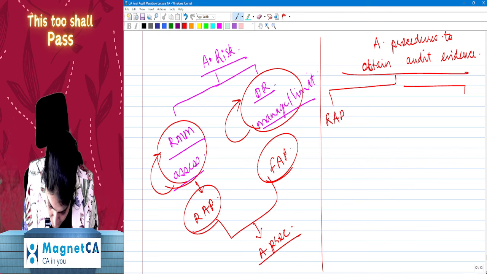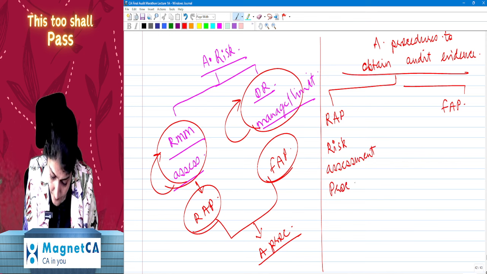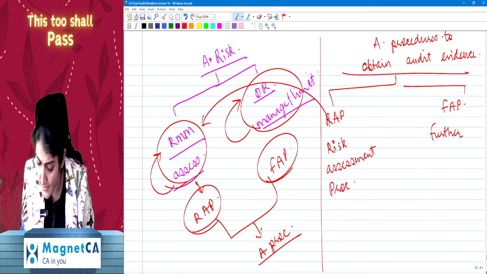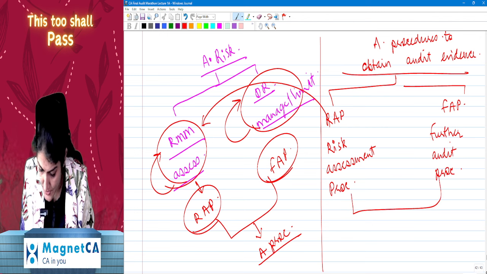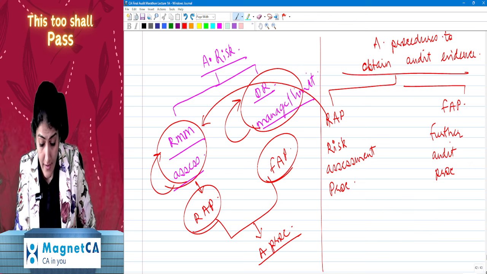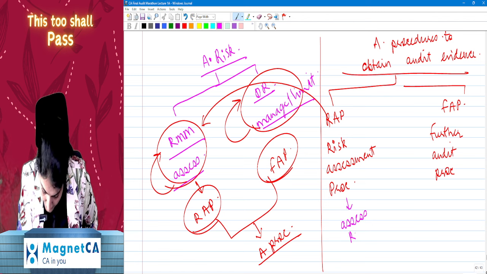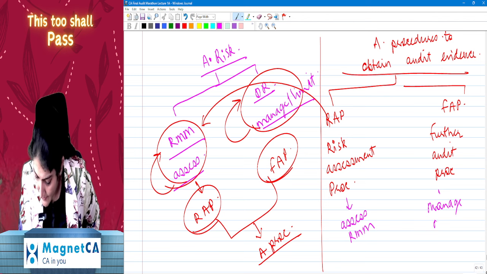Risk assessment procedures and further audit procedures. You have to assess RMM, so for that you perform the risk assessment procedures. And then you have to manage the detection risk, for which you perform the further audit procedures. And these two put together are my audit procedures. Right? So risk assessment procedures to assess the RMM, further audit procedures to manage the detection risk.